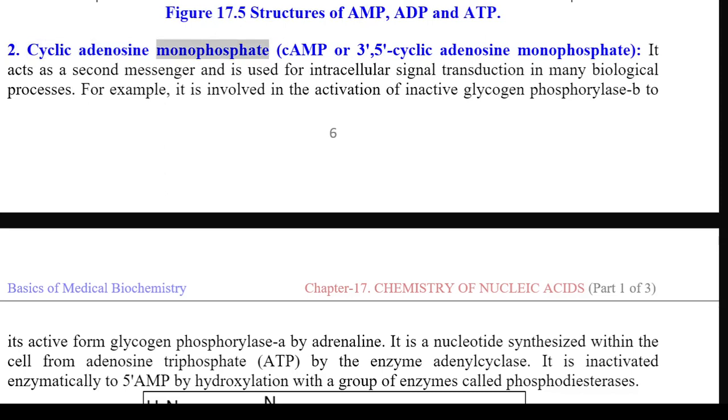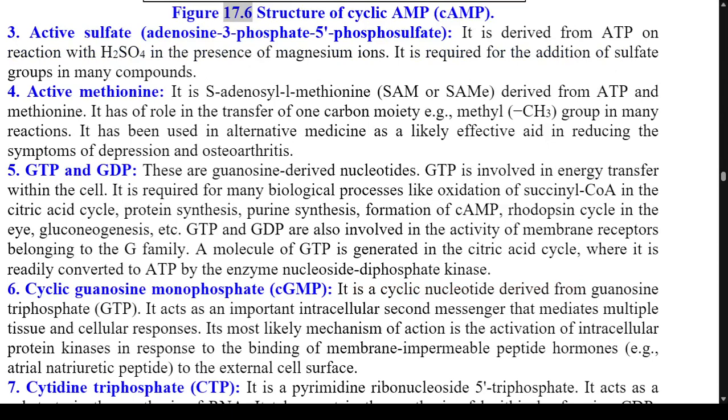2. Cyclic adenosine monophosphate, cAMP, or 3',5'-cyclic adenosine monophosphate. It acts as a second messenger and is used for intracellular signal transduction in many biological processes. For example, it is involved in the activation of inactive glycogen phosphorylase b to its active form glycogen phosphorylase a by adrenaline. It is a nucleotide synthesized within the cell from adenosine triphosphate, ATP, by the enzyme adenyl cyclase. It is inactivated enzymatically to 5'-AMP by hydrolysis with a group of enzymes called phosphodiesterases. Figure 17.6 Structure of cyclic AMP, cAMP.